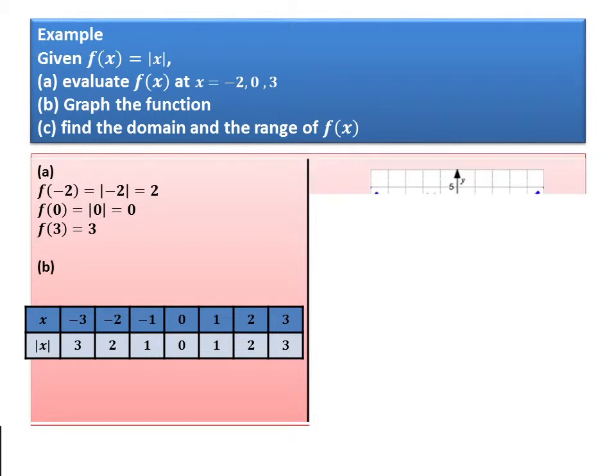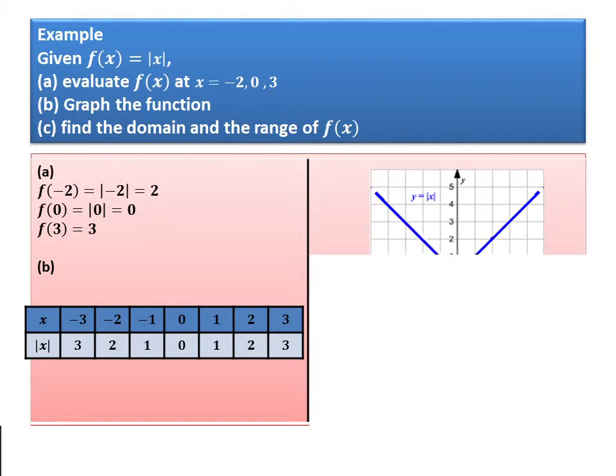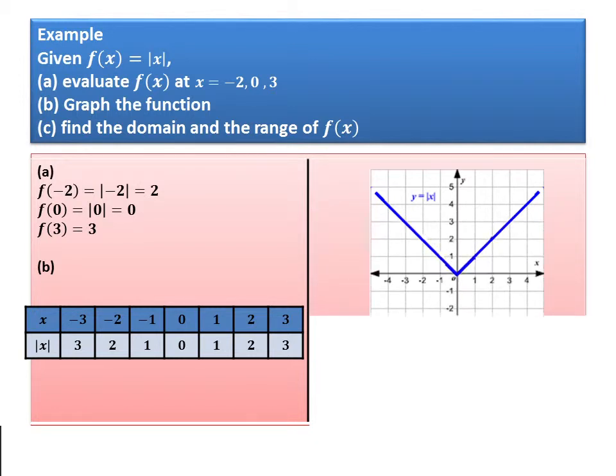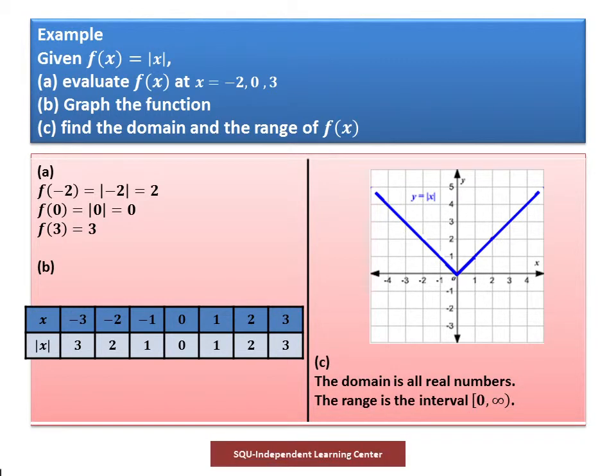We take these points point by point and we go to the xy plane and we sketch the graph. We all see in front of us the graph of the absolute value of x. This is the V-shaped graph. It opens upwards, having its vertex at the origin. And as we see, the domain is all real numbers, while the range is all values greater than or equal to 0. So it's the semi-closed interval 0 to infinity.